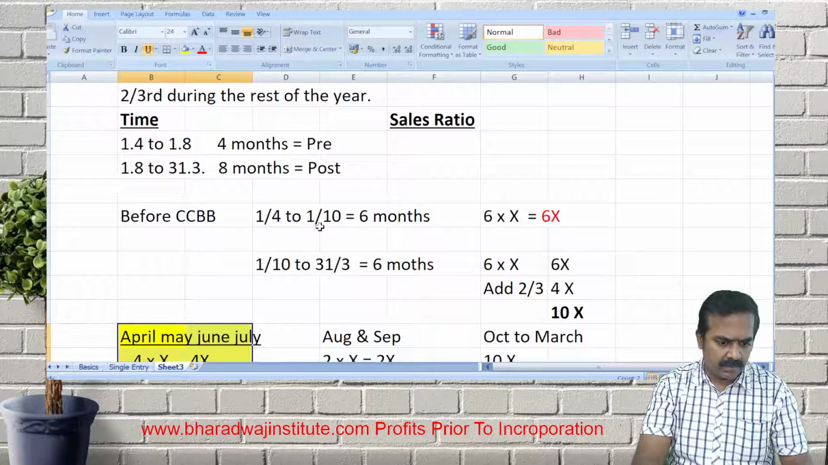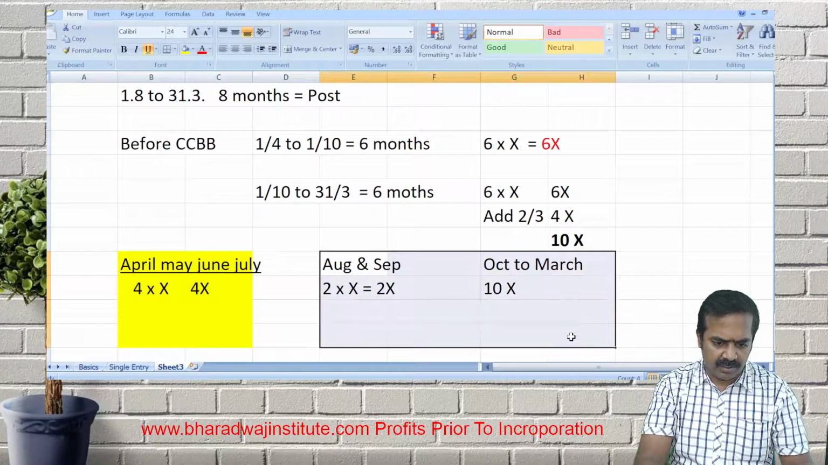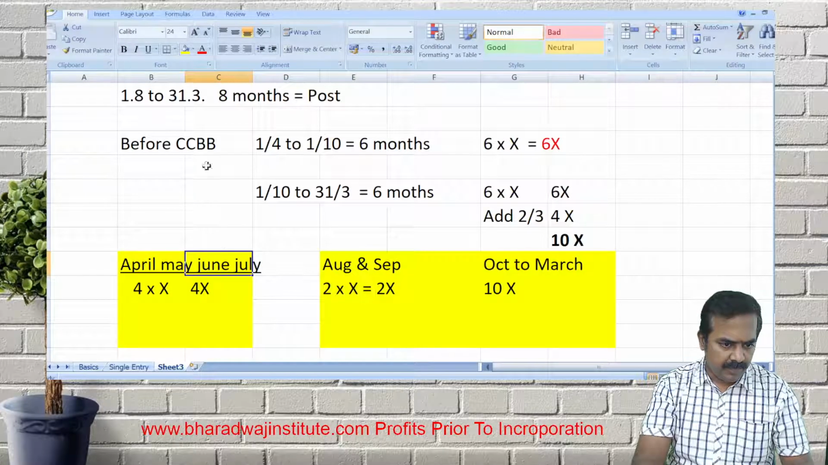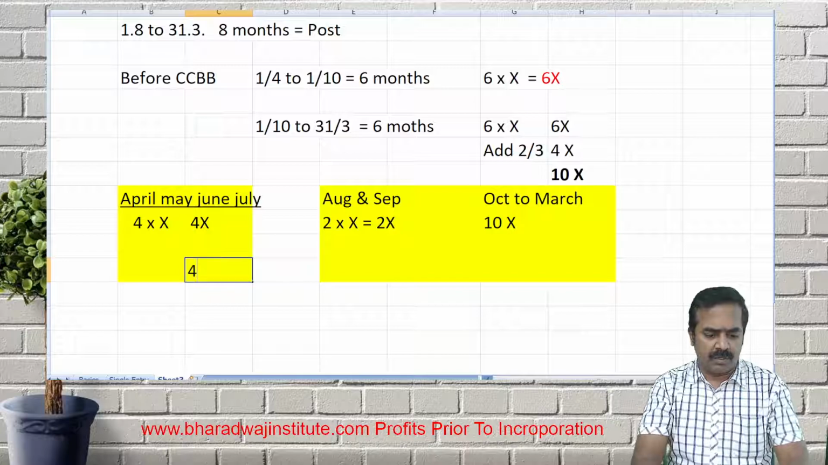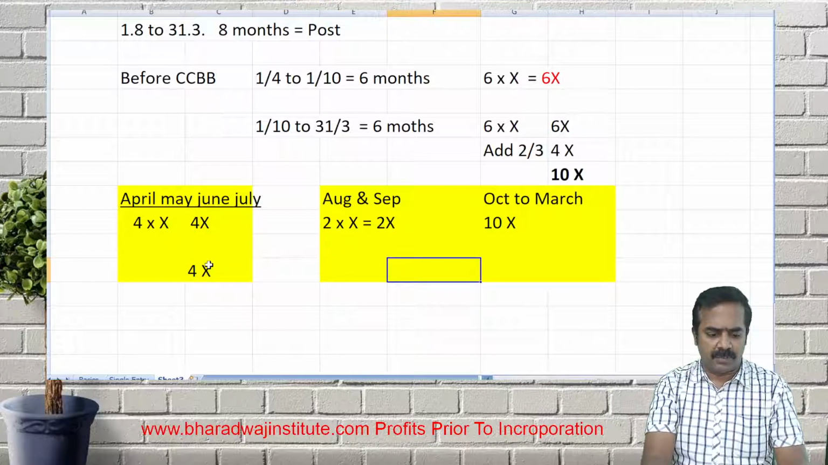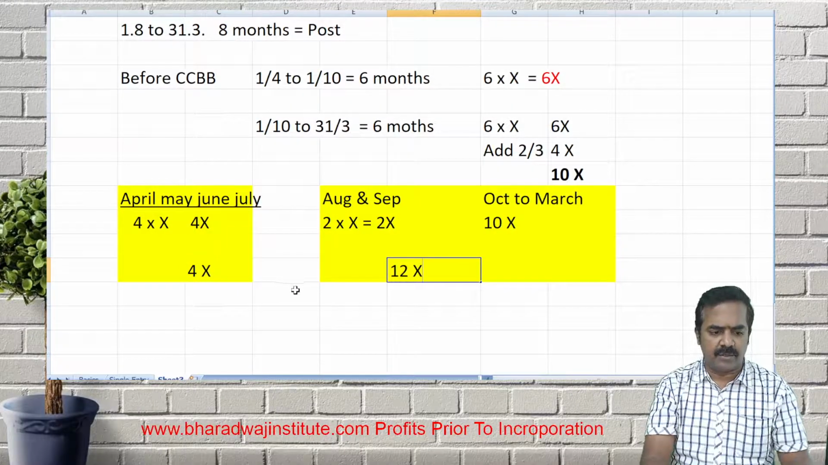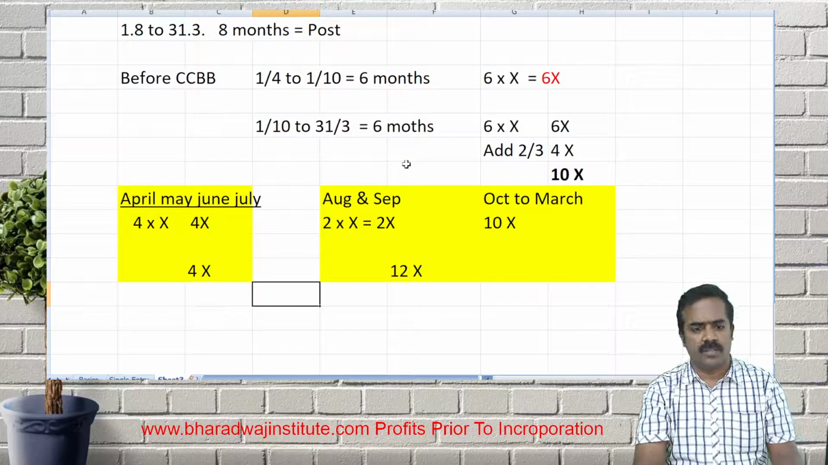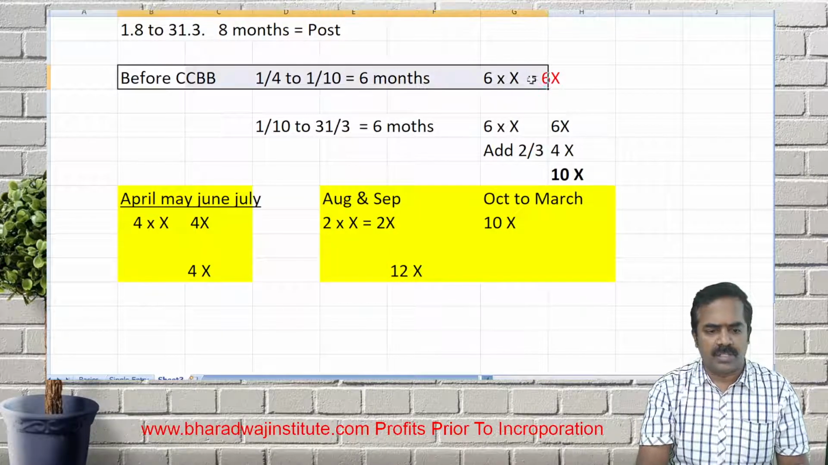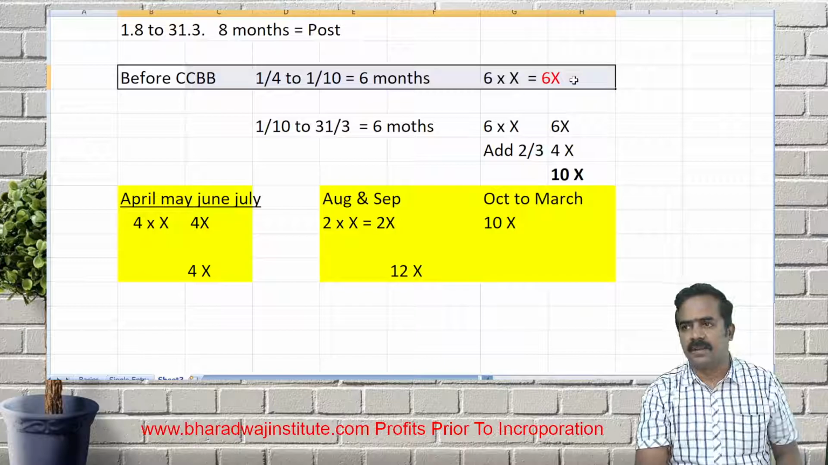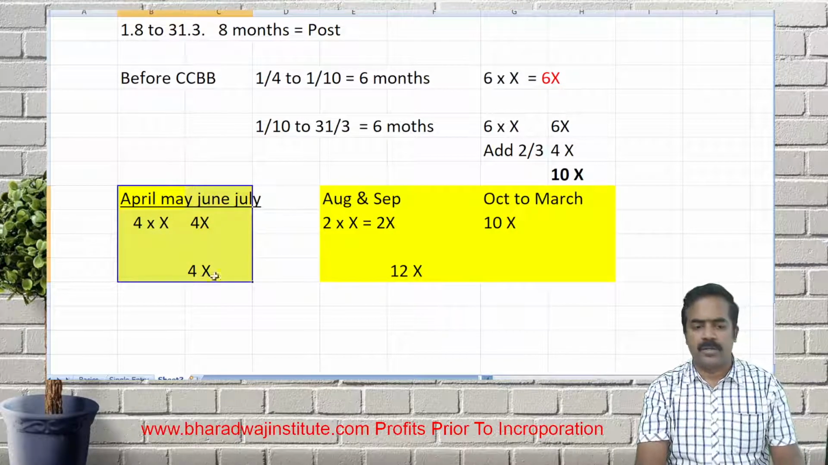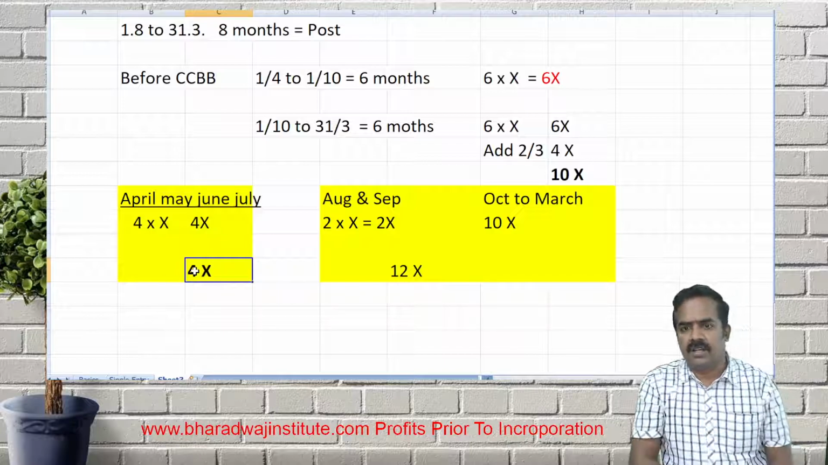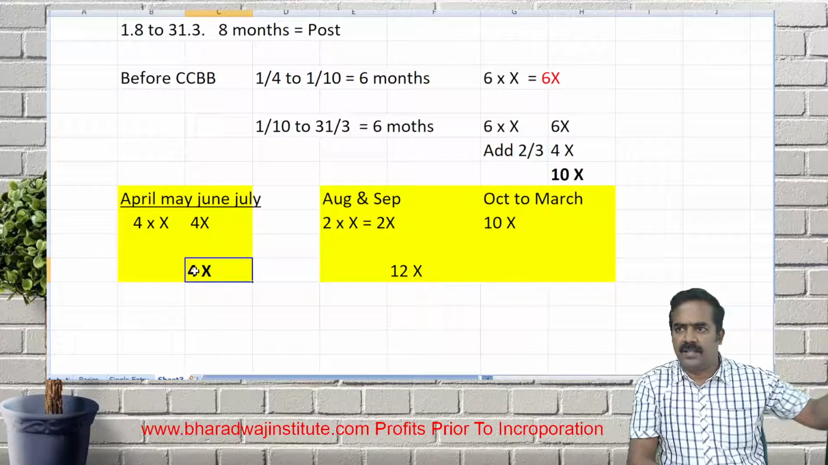Sir, புரியல sir. இதுவும் புரியல. இன்னொரு மெத்தட் இருக்கு. Pre-incorporation period total எவ்வளவு இருக்கு? 4x. Post-incorporation period எவ்வளவு இருக்கு? 12x. So what is the ratio? 1:3. Once again I repeat. Before certificate of incorporation, how many months are there? 6 months. April to July falls in which period? Pre-incorporation. 4 months, x. அப்ப எவ்வளவு வரும்?